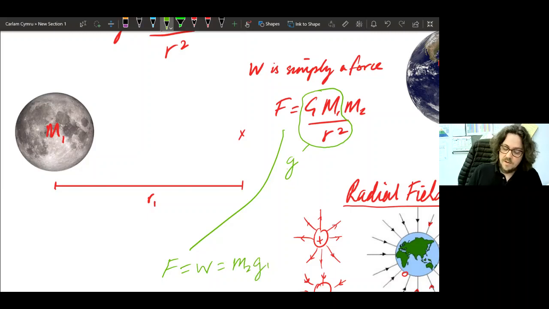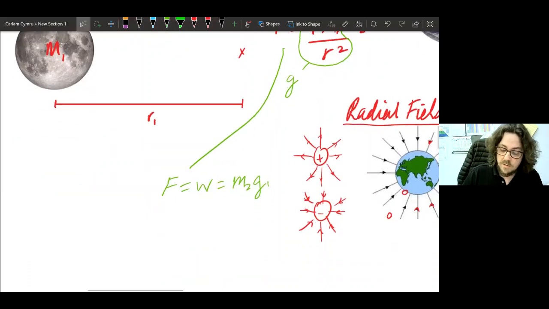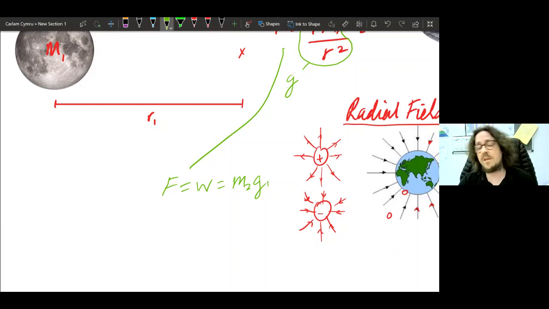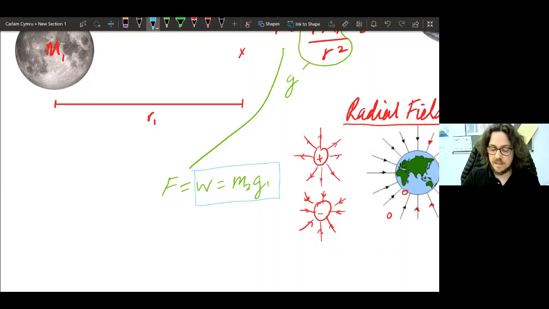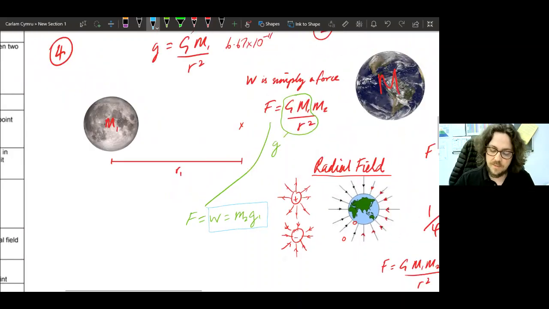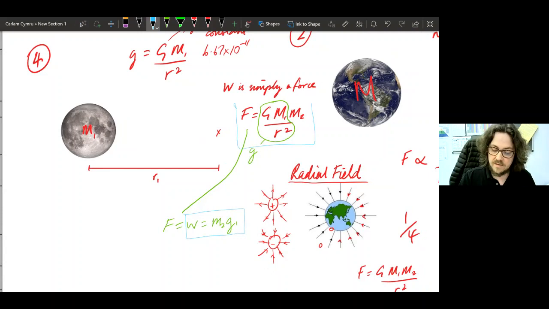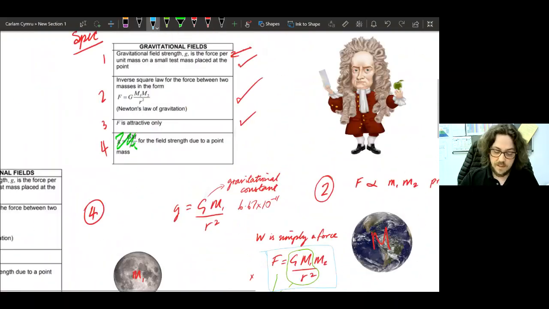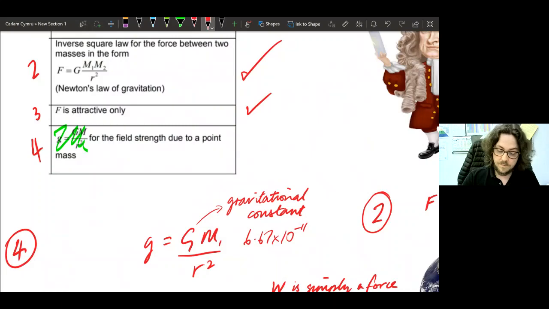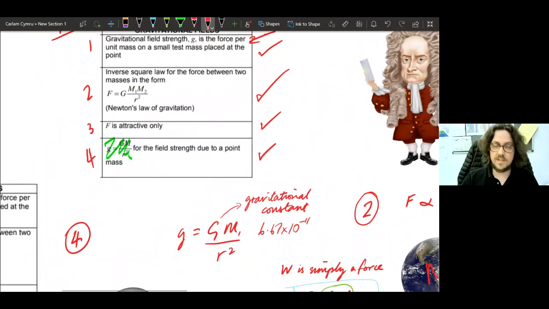Or if you like, you could say the gravitational field from mass one, which is g1, times the mass placed within that gravitational field, which is m2. So the formula W equals mg is really the same as this. They are one and the same. So that then is number four, job done: gravitational field strength at a point due to a mass.